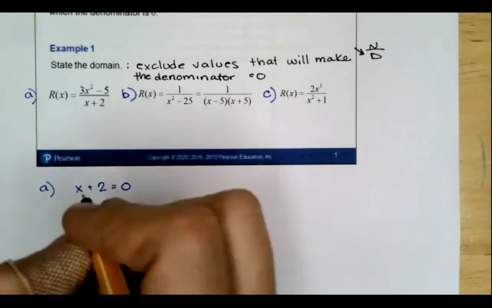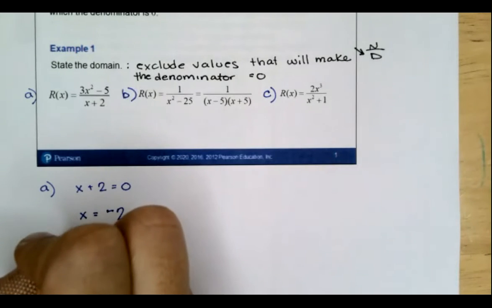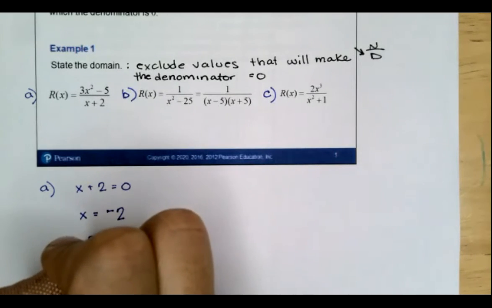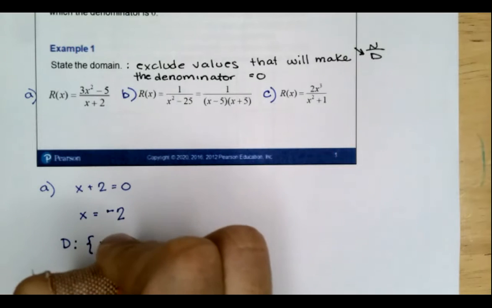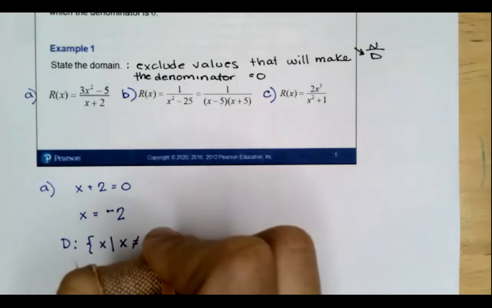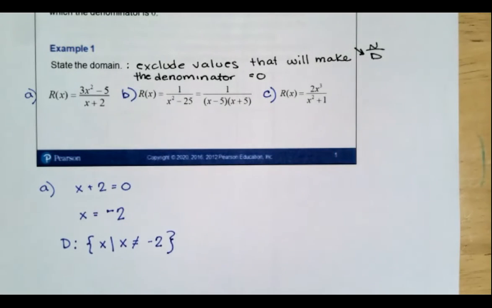So we are going to say that the domain is x such that x cannot be the one number that would make it 0. When they ask you to state the domain, you're saying it's all real numbers except x such that x cannot be -2.